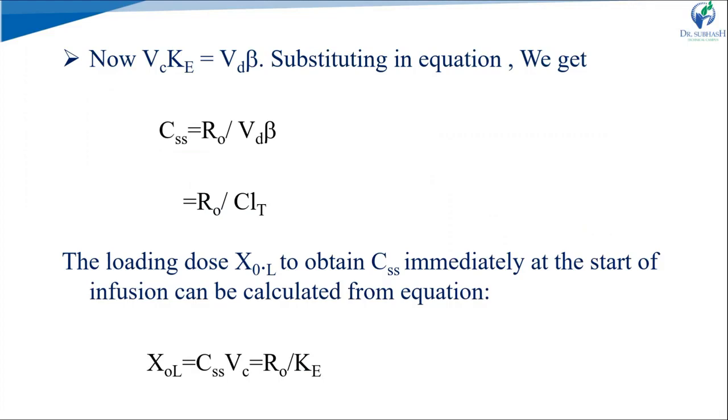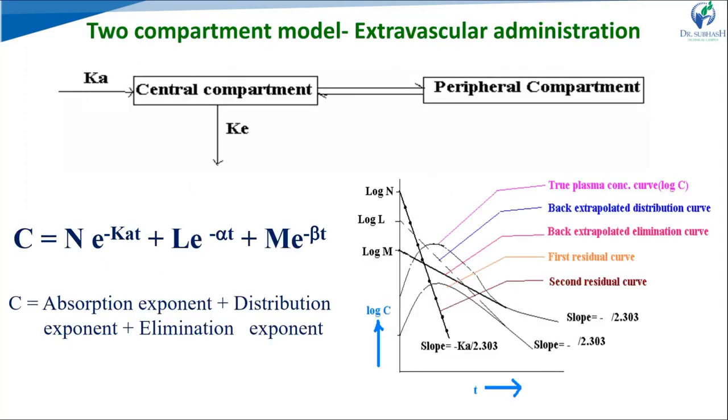Vd into beta: Vd is the volume of distribution and beta is the elimination rate constant. So volume into elimination rate constant is equal to clearance. So steady state CSS is equal to R0 upon clearance. And for the loading dose X0L, to obtain the steady state immediately at the start of the infusion, it can be calculated as X0L is equal to steady state concentration into volume of distribution, so R0 upon K. So this is for the two compartment open model IV infusion.